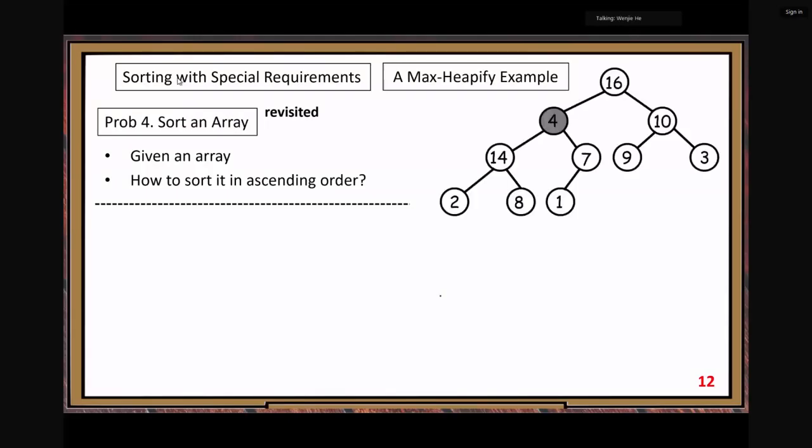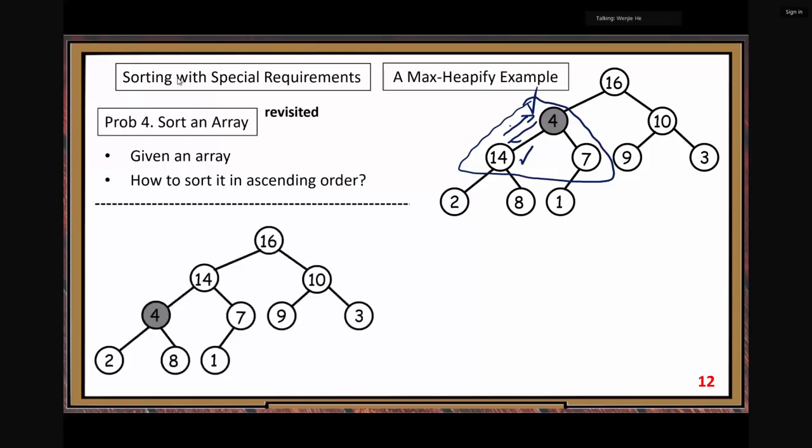In this example, I use the gray color to tell you there is a violation here, because the value 4 is less than 14 and 7. So we need to fix it locally. In this triangle, this node has the largest value. So we should do a swap between these two nodes, right? Swap operation.